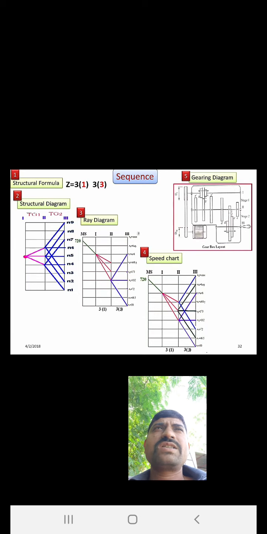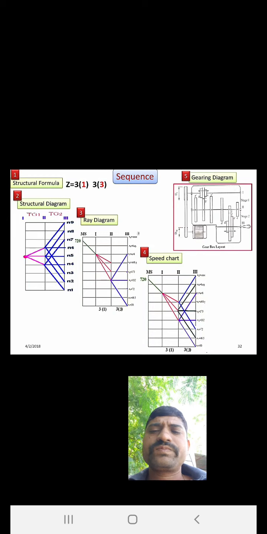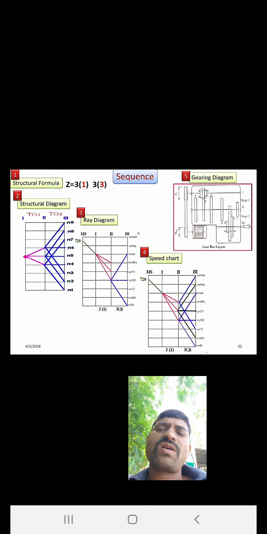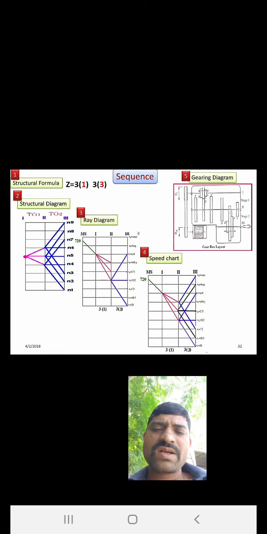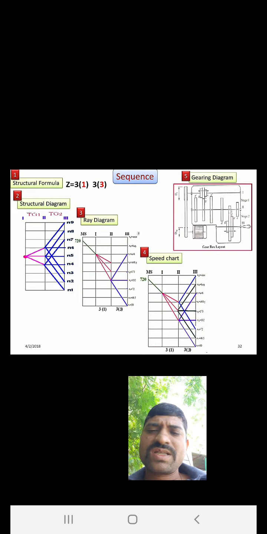Then Z is equal to the total number of speed steps. You have 9 speed steps. Then draw 9 horizontal lines. Then you will get this box, first stage and second stage. In the first stage, there is Z equal to 3 and X equal to 1. How to draw these 3 transmission lines? We will start from the center. Where is the center? At the 5.